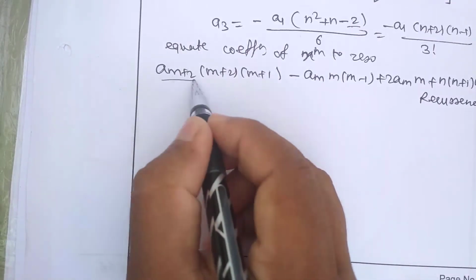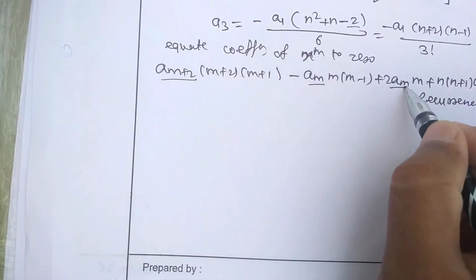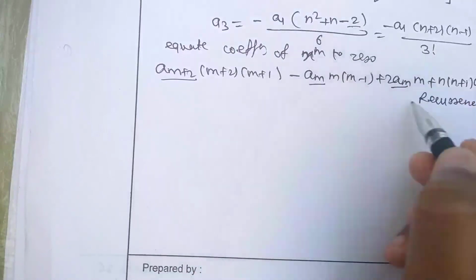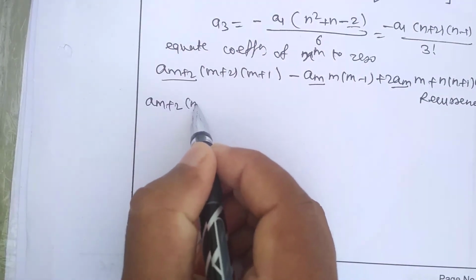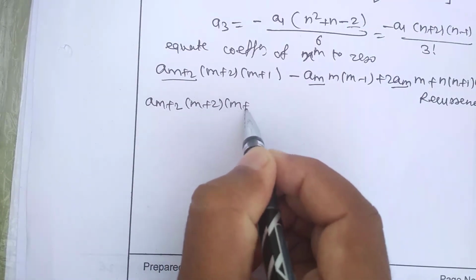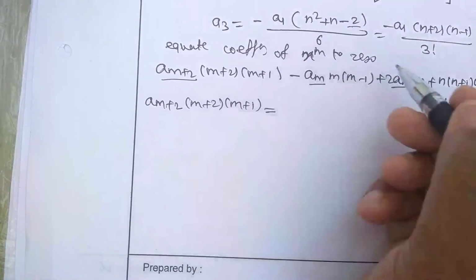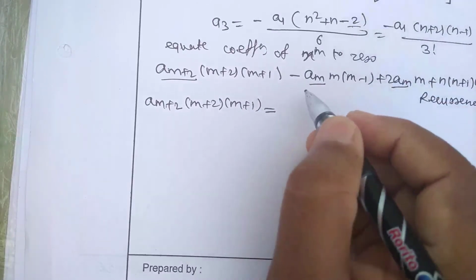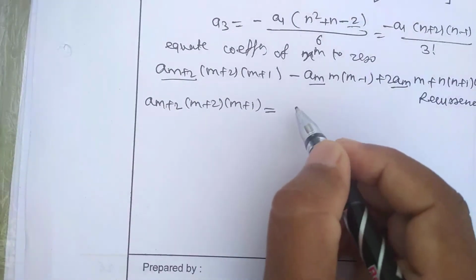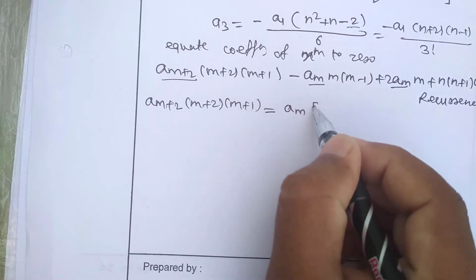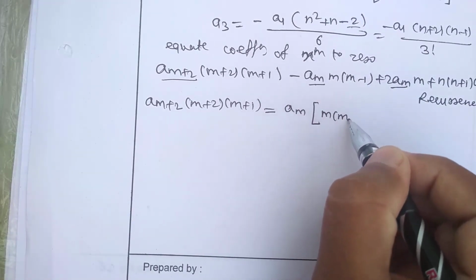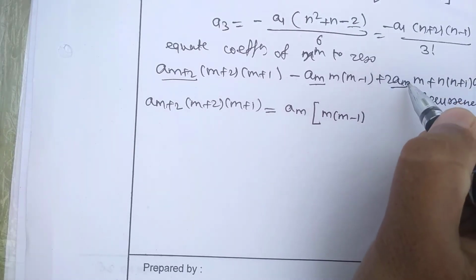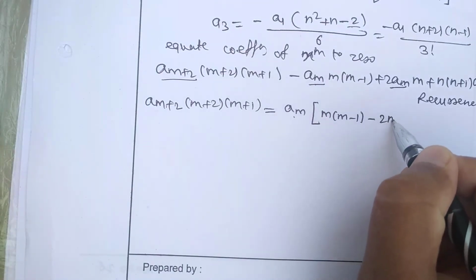Now this term contains am plus 2, this term contains am, this term contains am, and this is also am. So the terms of am go to the right hand side. So am plus 2 into m plus 2, m plus 1 keep as it is in the left hand side, and terms of am go to the right hand side. Negative becomes positive, positive becomes negative, also am common. So you will get am common, so negative becomes positive, so it becomes m into m minus 1. This term in the right hand side becomes negative, but already am is taken common, so you will get minus 2m.